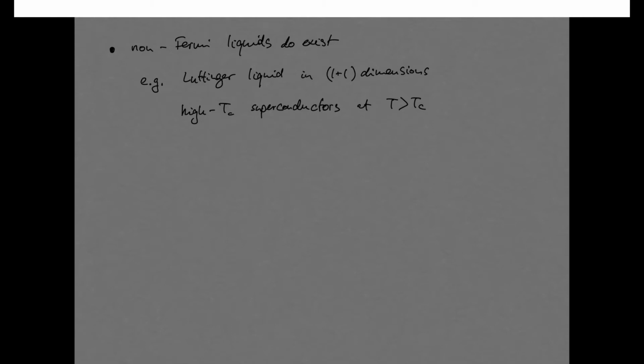A prime example for this is what you can see in the normal phase of optimally doped high Tc superconductors such as cuprates or pnictides. So Tc here is the phase transition temperature, and above this temperature the material is in a non-superconducting phase. It's a metal, which turns out to be a non-Fermi liquid. This is also called a strange metal.